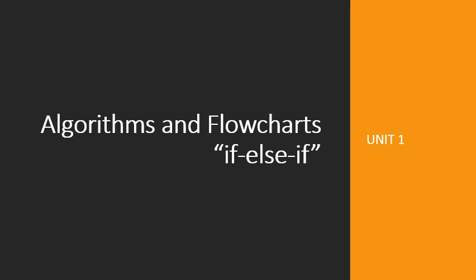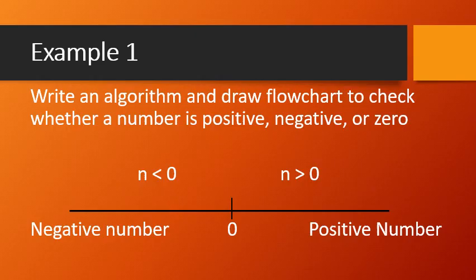We usually call them an if else if, or else if ladder, since we will be incorporating multiple if conditions here. Let us see the first example. Write an algorithm and draw a flowchart to check whether a number is positive, negative, or zero. If you remember, in the previous session we had taken a similar problem where we were trying to find whether the given number is positive or negative.